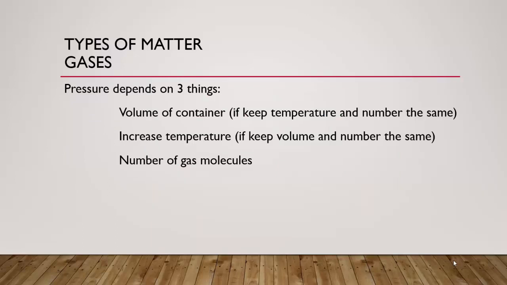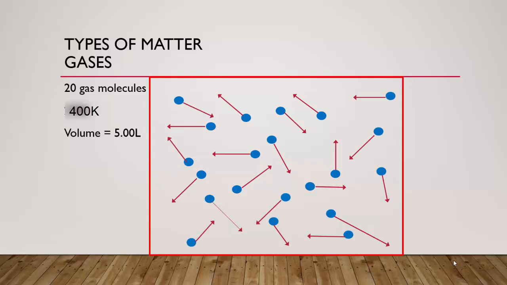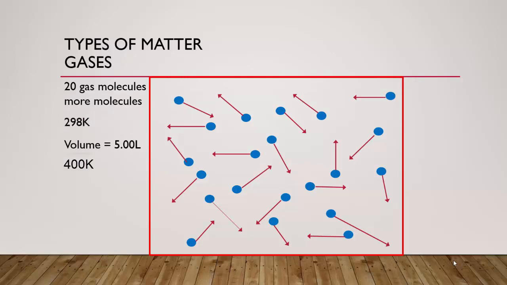And the third is the number of gas molecules. So assume you have 10 gas molecules at 400 Kelvin with a volume of 5 liters in the container. If we double the number of gas molecules but keep the temperature the same at 400 Kelvin and the volume the same at 5 liters, you have more molecules, so more will be colliding with the wall at any given time, so the pressure goes up.